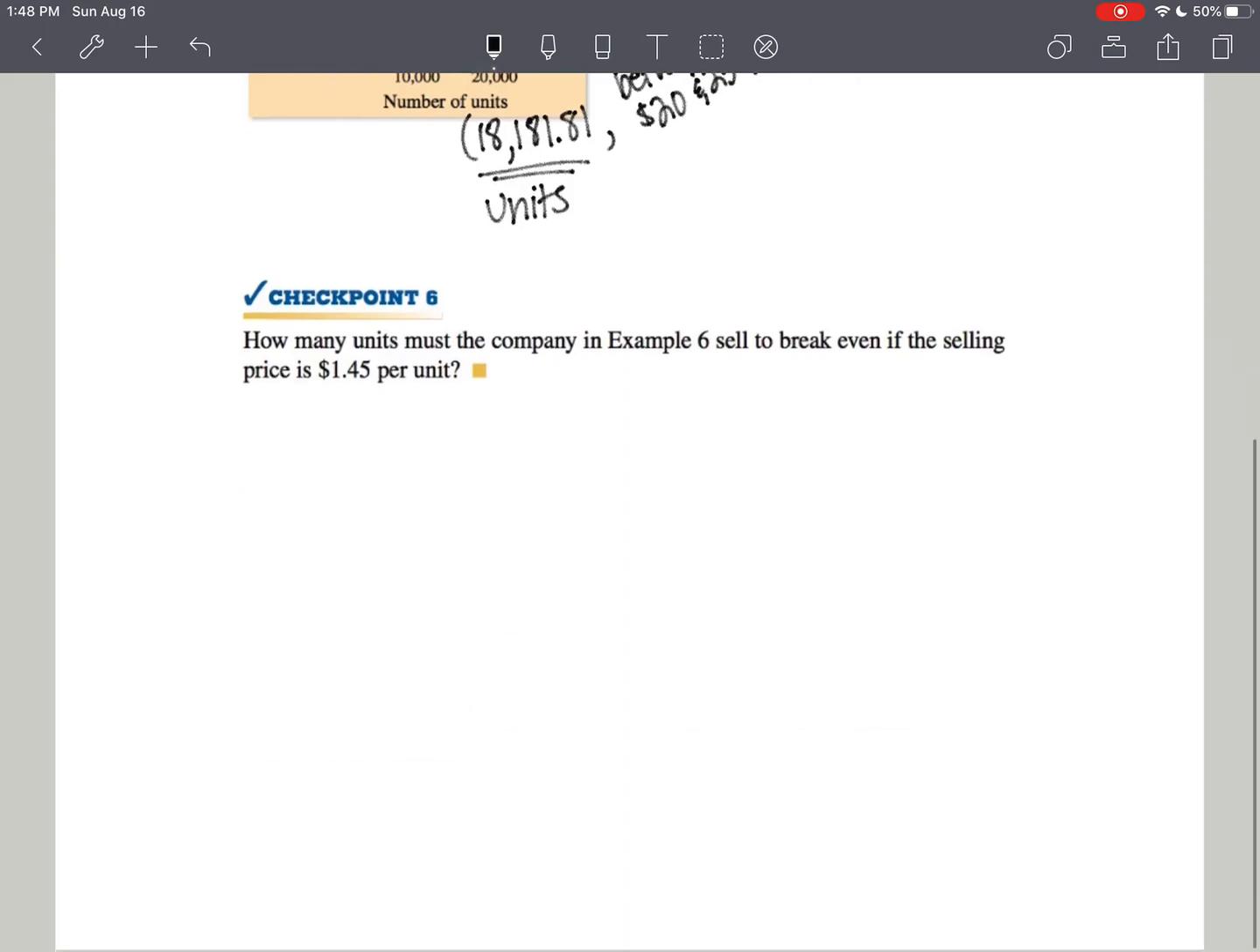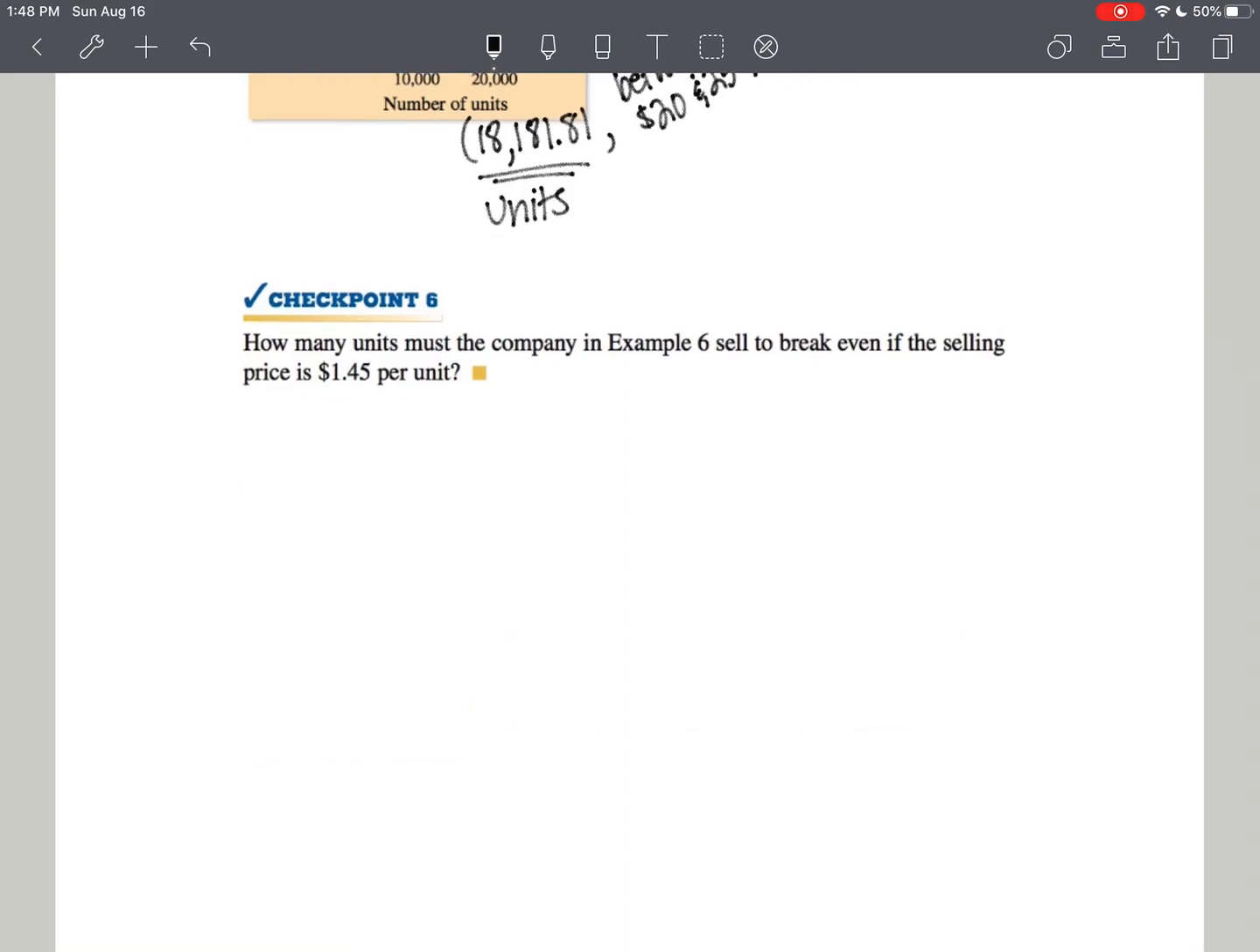Okay, let's check to make sure that you've got this break-even thing. How many units must the company in example 6 sell to break even if the selling price is only $1.45 per unit? Everything else remains the same. Their initial investment was still $10,000, and their cost is still 65 cents per unit. Okay, go ahead and press pause. See if you can figure that out, and I'm going to come back straight with just an answer. How many units must the company sell to break even?